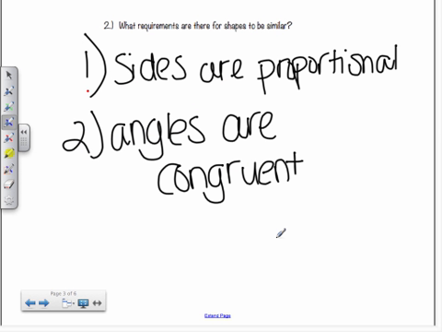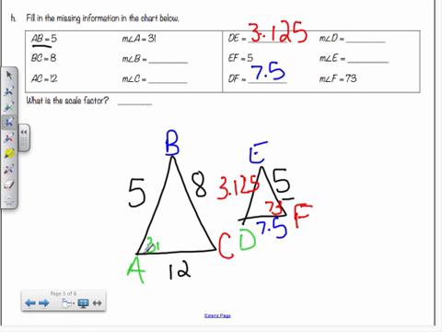The next piece that we have to look at is the fact that the angles are congruent. This is where things get very easy. So if I look right here, I know that angle A is 31 degrees, so that means that angle D, since it corresponds to it, also has to be 31 degrees. So that one was an easy one. I can say that this is 31 degrees. Okay, because again, the angles in similar figures are always equal.